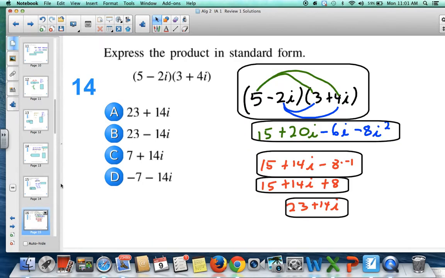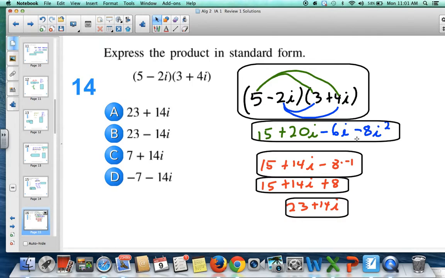Number 14, oh, I forgot to cover these up. Okay, well, that's all right, we'll look at it now. This is just a FOIL problem. 5 times 3, that's 15. 5 times 4i is plus 20i. Negative 2i times 3 is negative 6i, and then we get negative 8i squared.